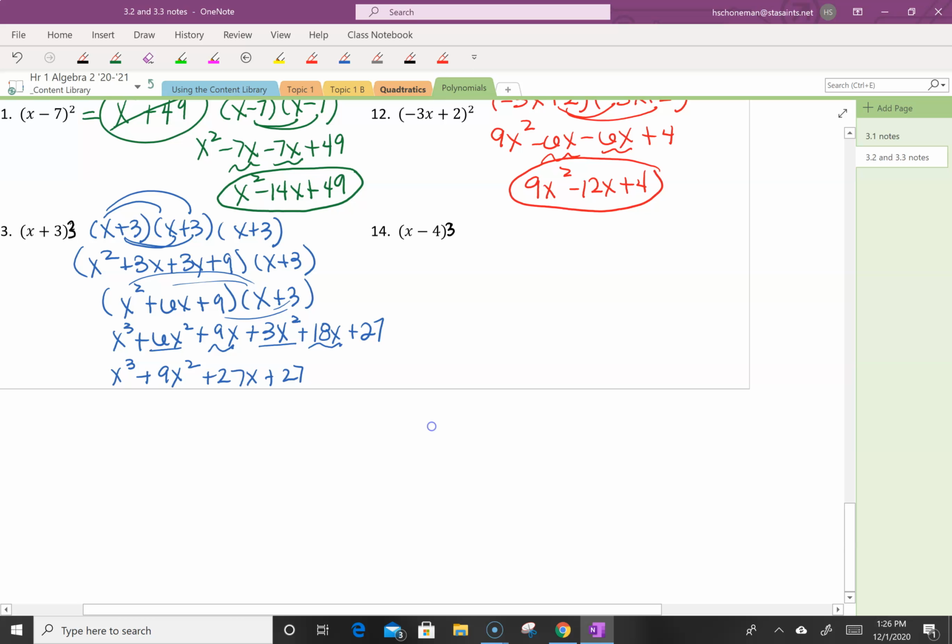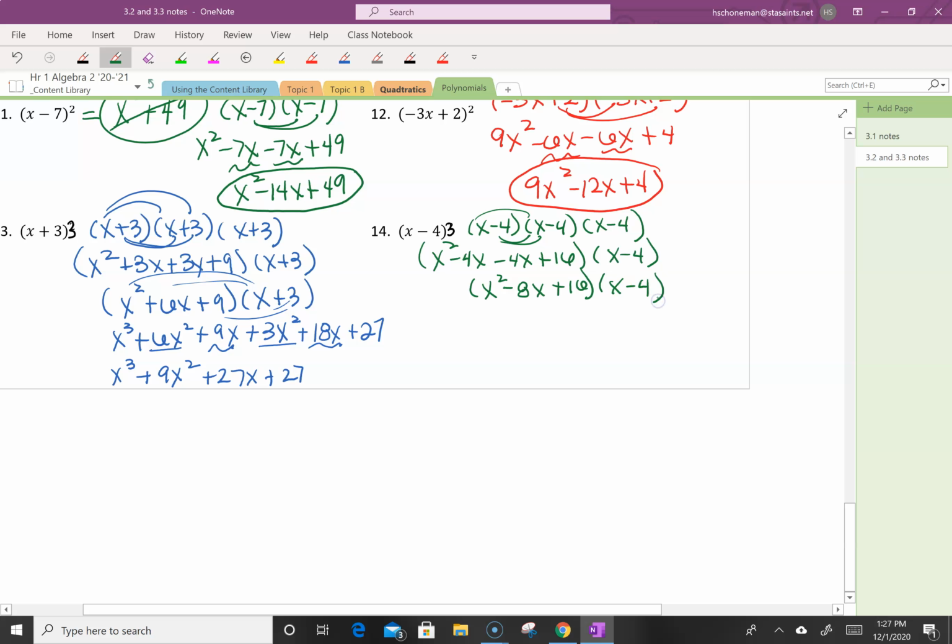All right, last but not least, one more. So again, it's got to be written 3 times. So x minus 4, x minus 4, x minus 4. Multiply the first 2. X squared minus 4x minus 4x plus 16. This gives me x squared minus 8x plus 16 times x minus 4.